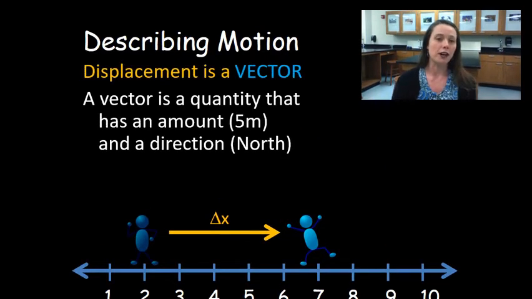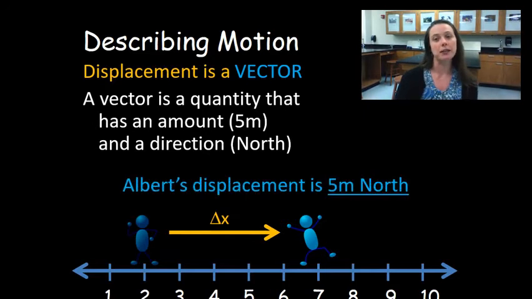Displacement is what we call a vector. A vector means it's a quantity or a number that has an amount, in this case 5 meters, and a direction. In this case, let's say that Albert was moving north. That means that his displacement would actually be 5 meters north.